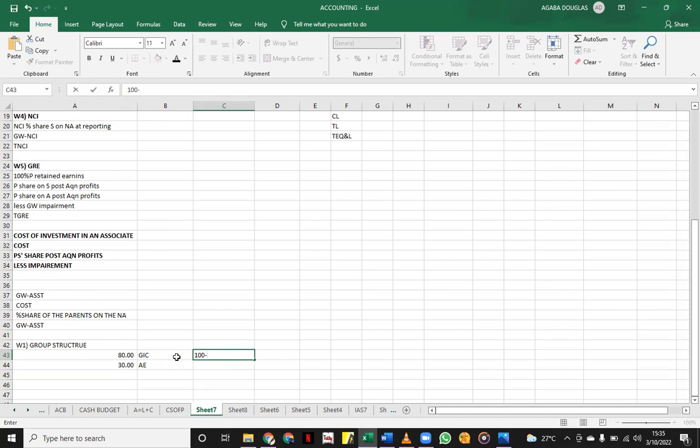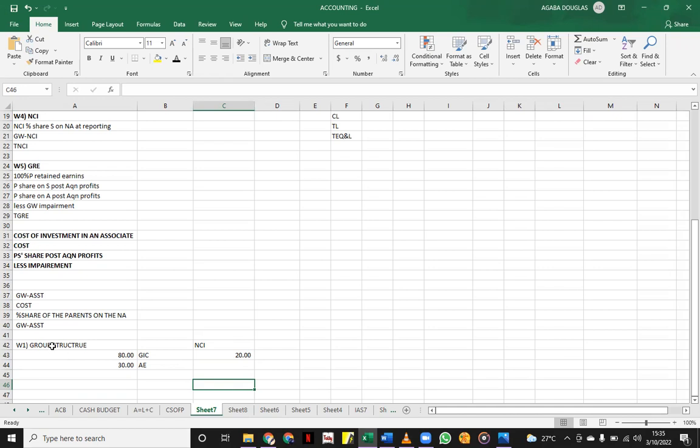Hence we will say 100 minus 80, because we need to get the NCI. 100 minus this, and then we get 20. So our NCI value is 20%, and then the parent is 80%.